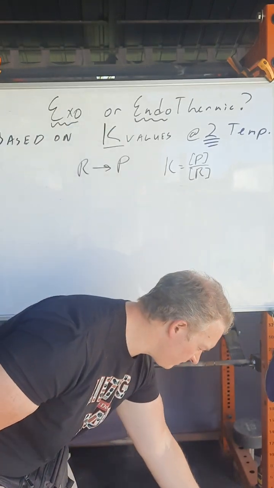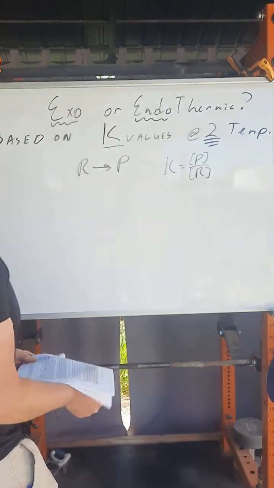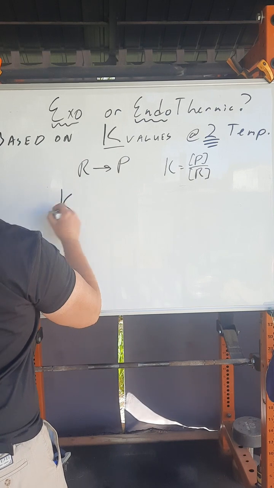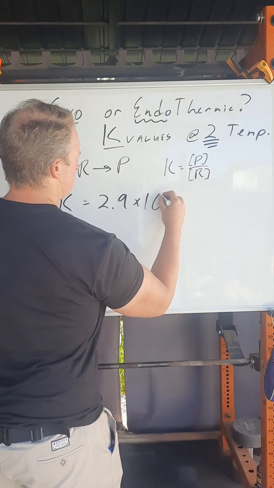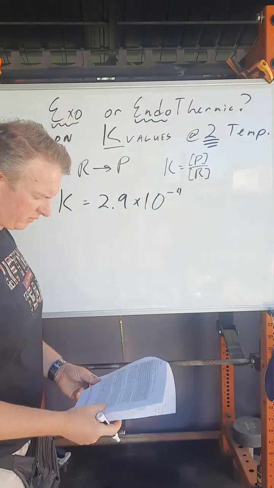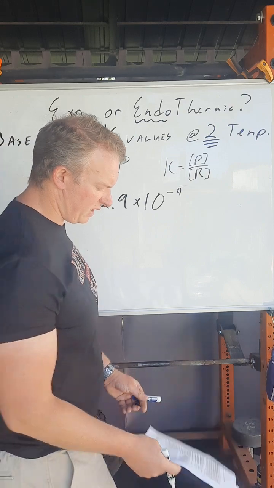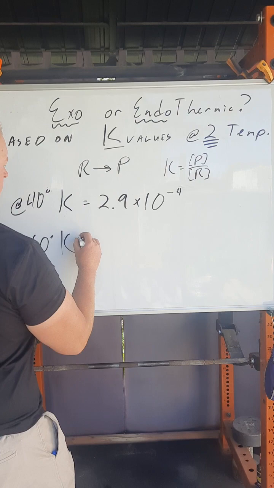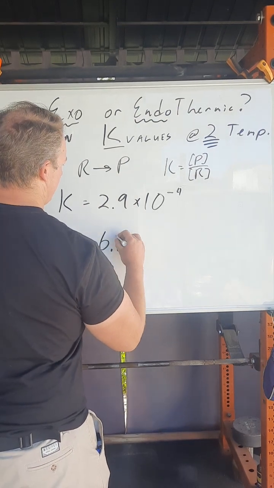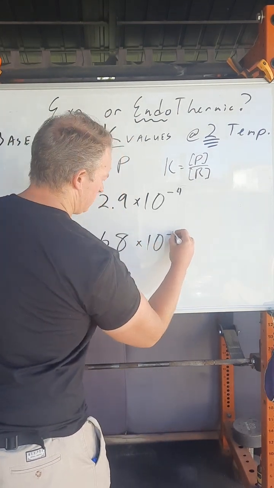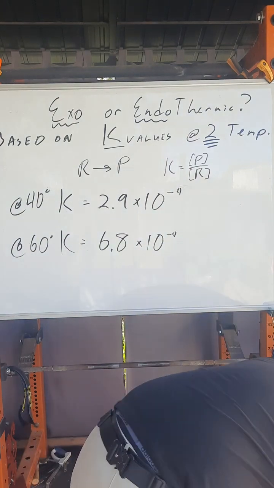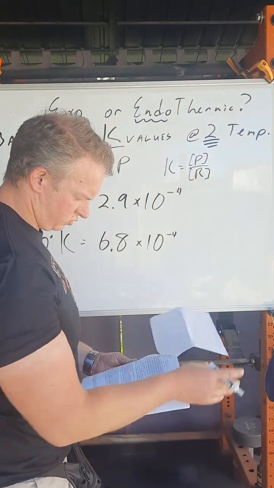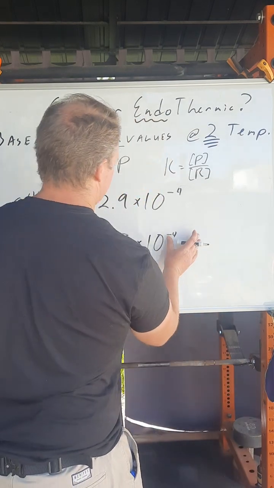Is it an endothermic or exothermic reaction based on the K values at two different temperatures? Okay, let's say I have a K value at 40 degrees Celsius of 2.9 times 10 to the negative fourth, and a K value at 60 degrees of 6.8 times 10 to the negative 14th.